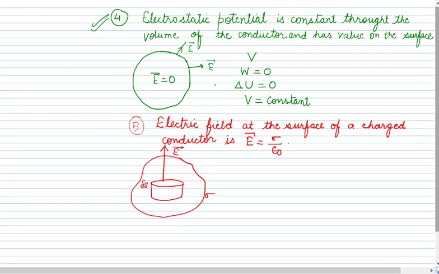Now what we do? We charge the conductor. That means we are adding some excess charge. And where does the excess charge go? The excess charge always resides on the surface of the conductor. So we take the surface of the conductor and we take the surface charge density as sigma. Sigma is the surface charge density. So sigma is equal to Q upon A.